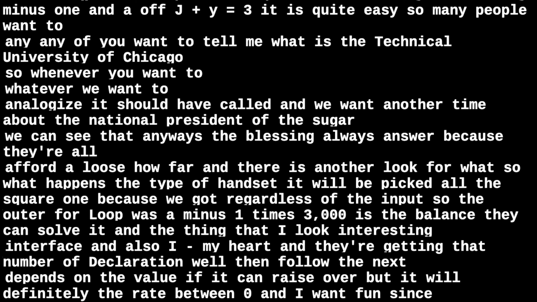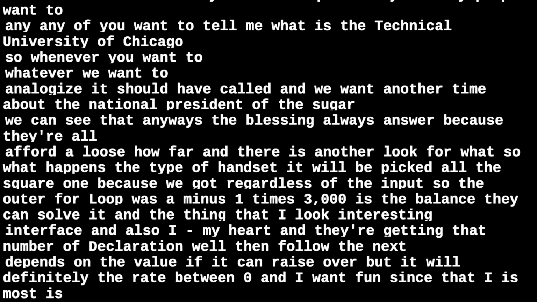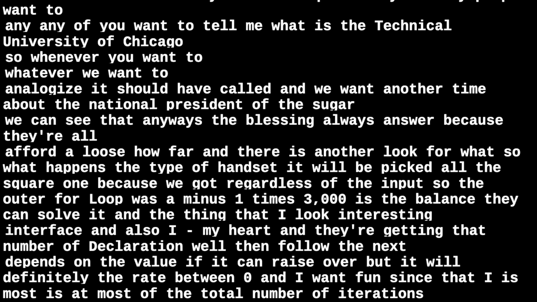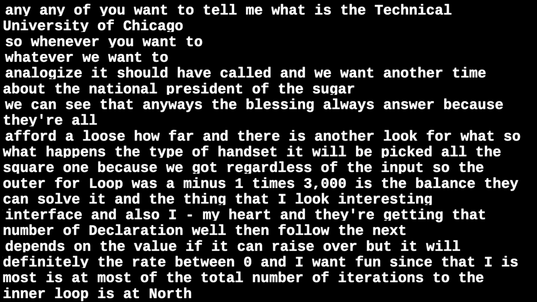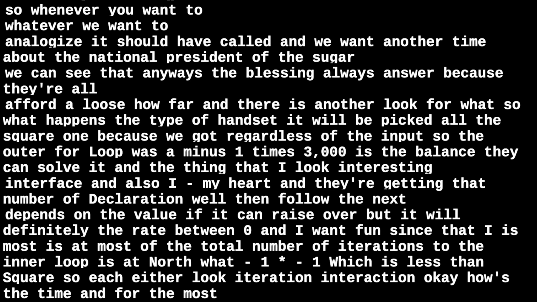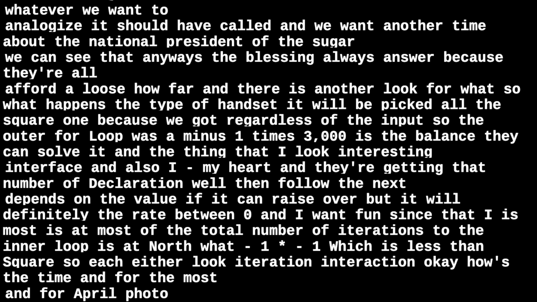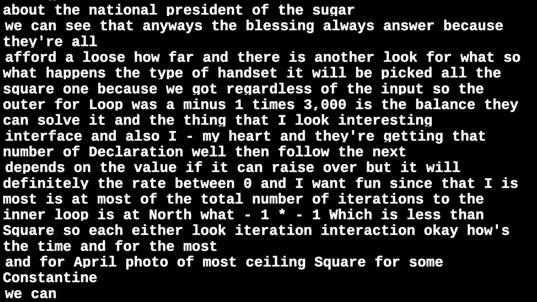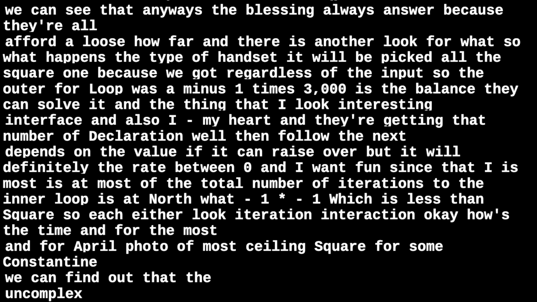Since i is at most n, the total number of iterations in the inner loop is at most n minus 1 multiplied by n minus 1, which is less than n squared. Each inner loop iteration takes constant time, for a total of at most cn squared for some constant c. So we can find out that the time complexity is big O of n squared.